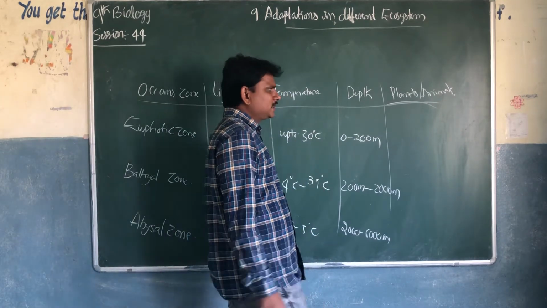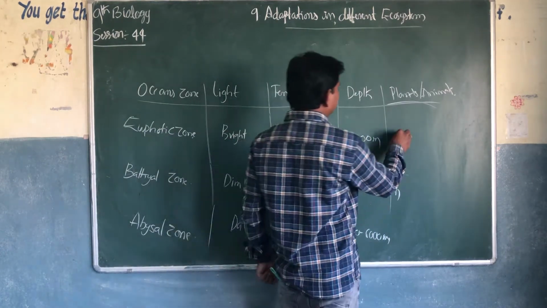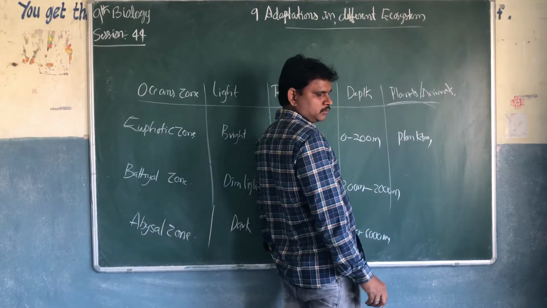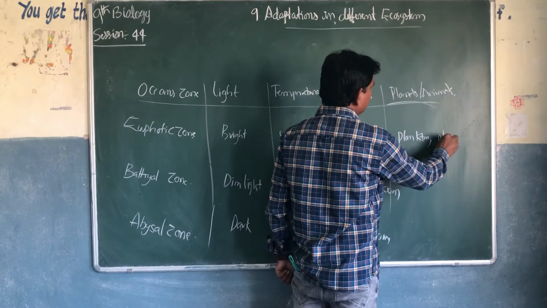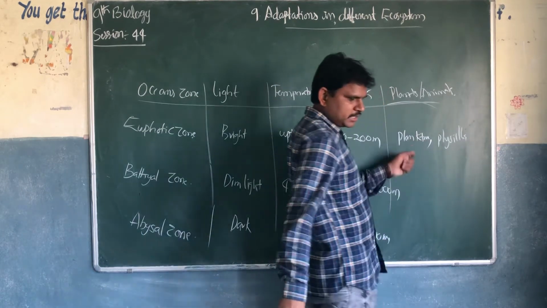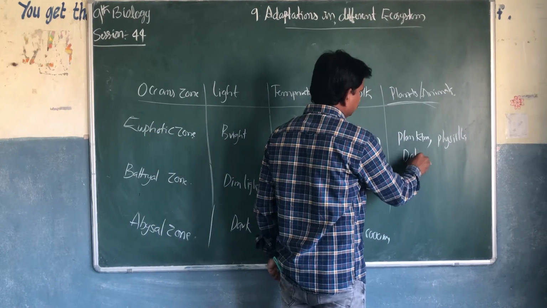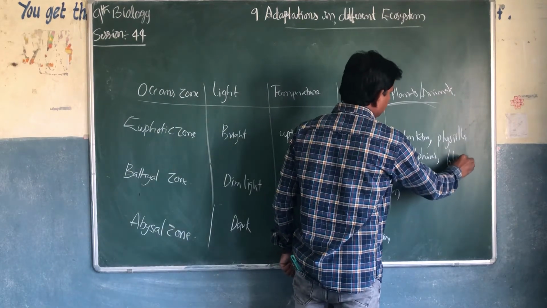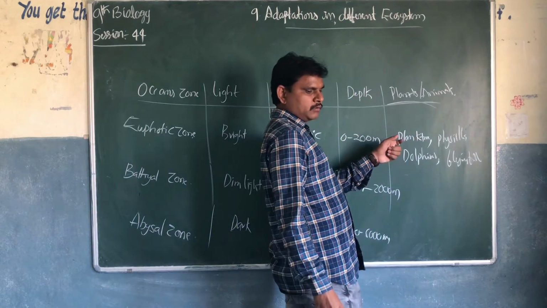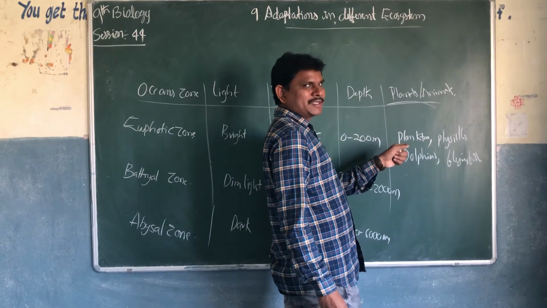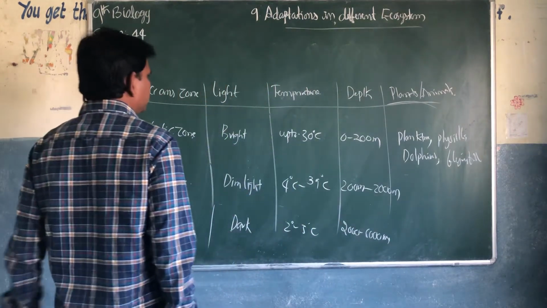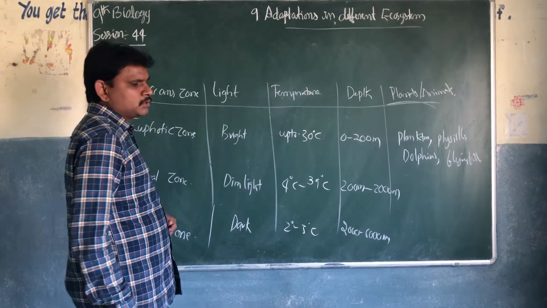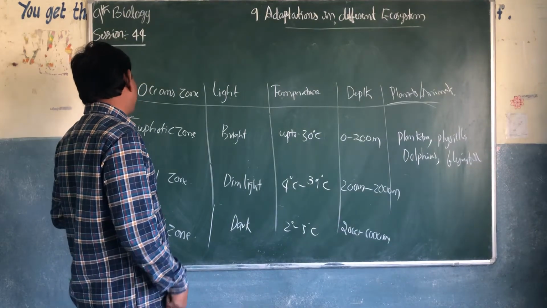Among plants, plankton is present in the euphotic zone. Dolphins, flying fish, green turtles, and sea anemones are present in the euphotic zone. Planktons, dolphins and flying fish, sea anemones and turtles are present in the euphotic zone.